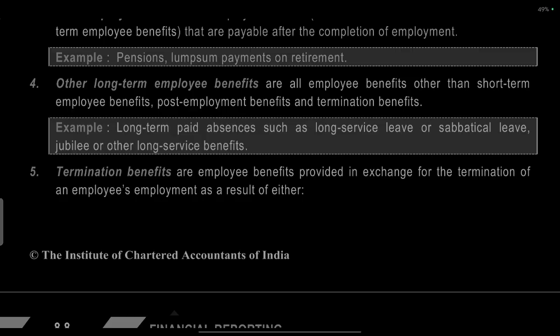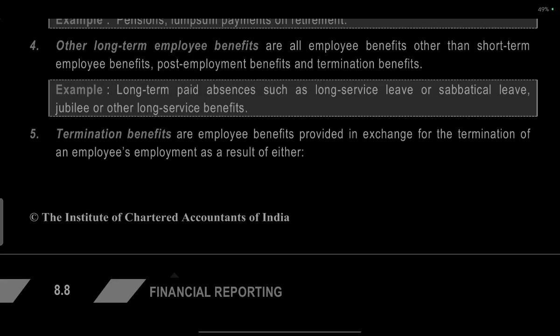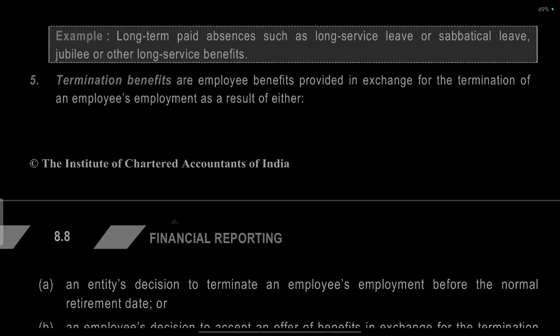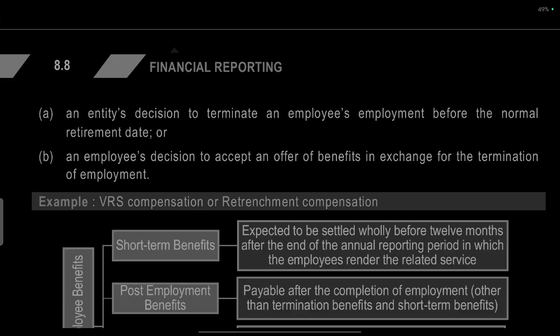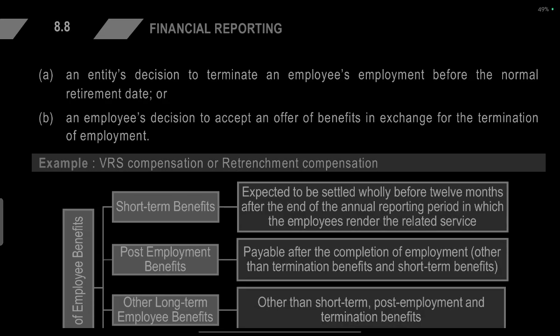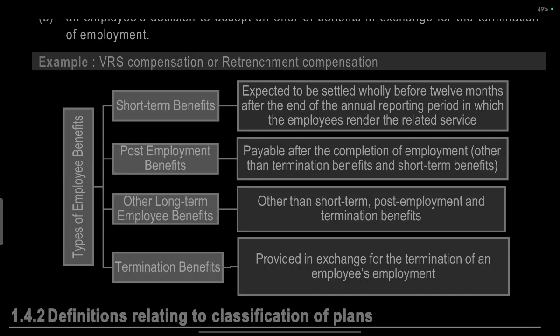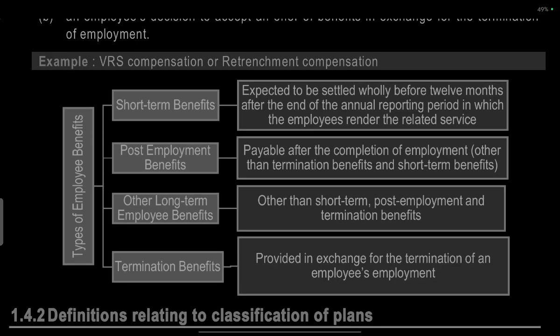Other long-term employee benefits are employee benefits other than short-term employee benefits, post-employment benefits or termination benefits. Long-term paid absences such as long service leave, sabbatical leave, jubilee or other long service benefits. Termination benefits are employee benefits provided in exchange for the termination of an employee's employment, resulting from either the entity's decision to terminate the employee's employment before the normal retirement date, or the employee's decision to accept an offer of benefits in exchange for termination. Examples: VSR compensation and retrenchment compensation.